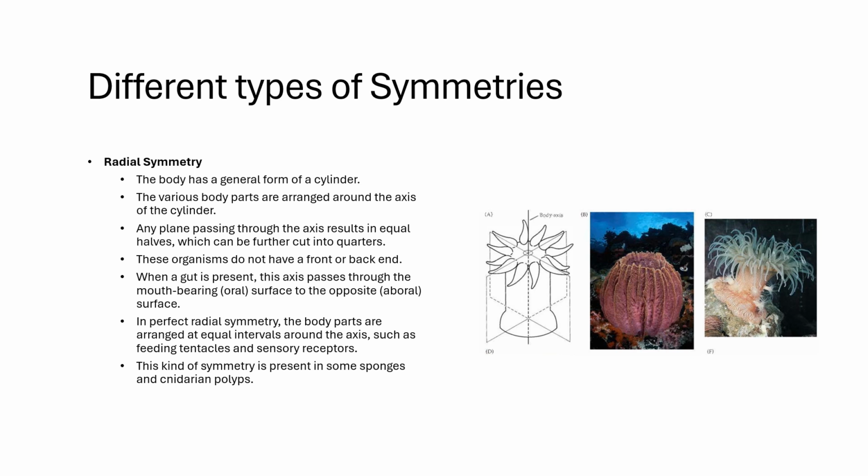There can be various types of radial symmetries or modifications. In case of a perfect radial symmetry, the body parts are arranged at equal intervals around the axis, such as feeding tentacles and sensory receptors that you can see in these diagrams. The tentacles are very similar and they are arranged at equal spacing from the central place. And this sort of perfect radial symmetry is found in some sponges and some cnidaria polyps.